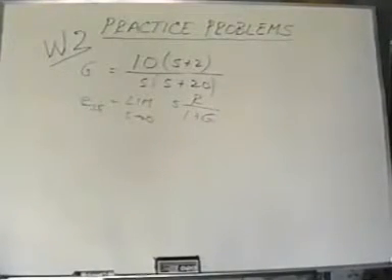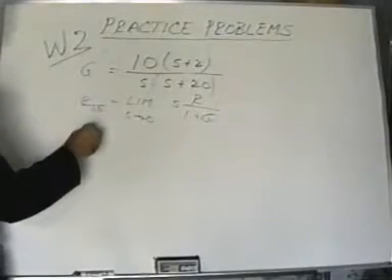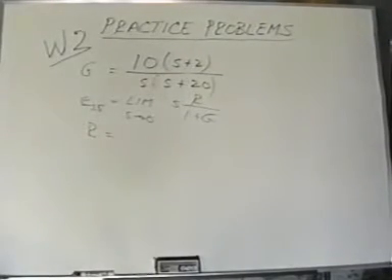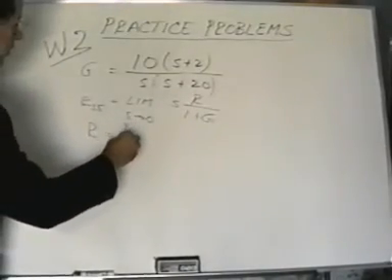And this equation will work for you every time. There are no limitations, no approximations. But now we're given that R, the input to the system, is a unit step. So that means that R is equal to 1 over S.